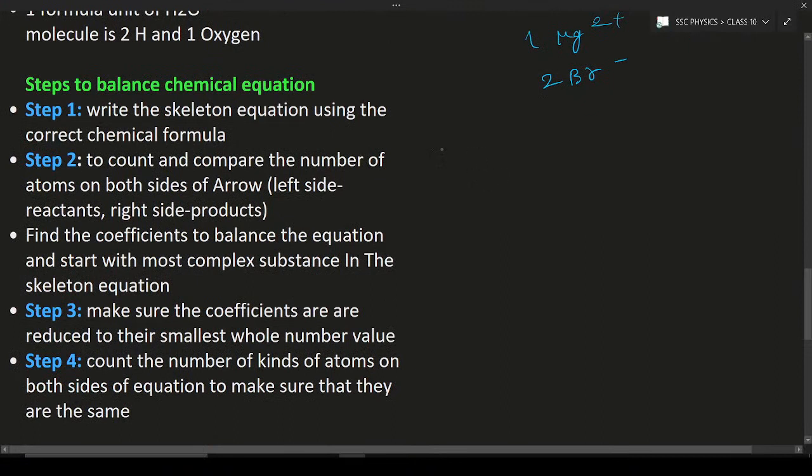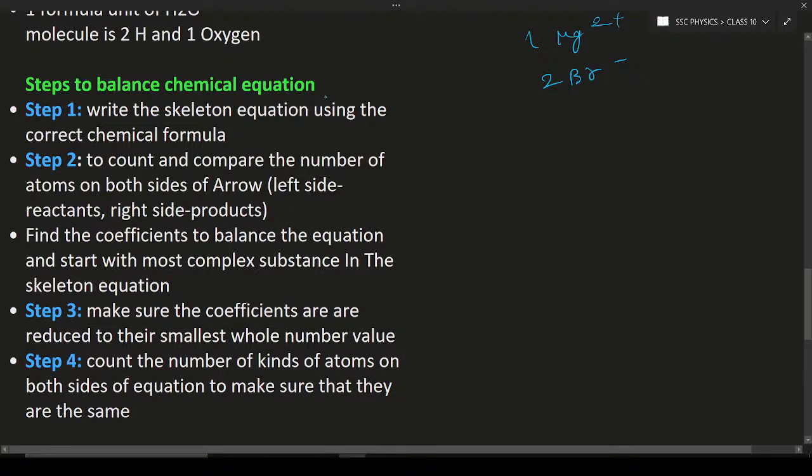Next one is balancing: the steps to balance a chemical equation. Just now we have discussed what chemical equations are, how they are written, what the reactants are and what the products are. Now we are going to discuss how to write the chemical equation and how to balance it.